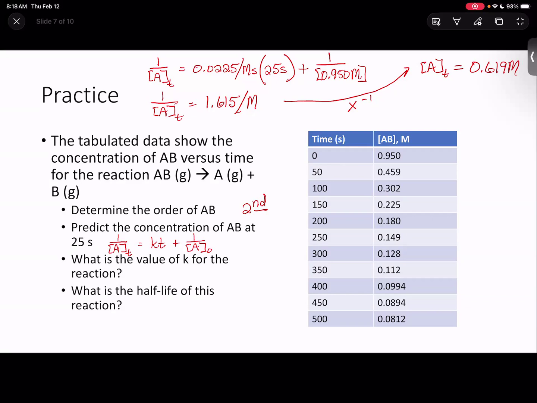Folks, just like before, I always recommend you do a check. At 0, it was 0.950. At 50 seconds, it was 0.459. So at 25 seconds, does it make sense that it would be 0.619? Yeah, because it's in between these two numbers. So I always recommend you do a quick check to see if your data makes any sense.